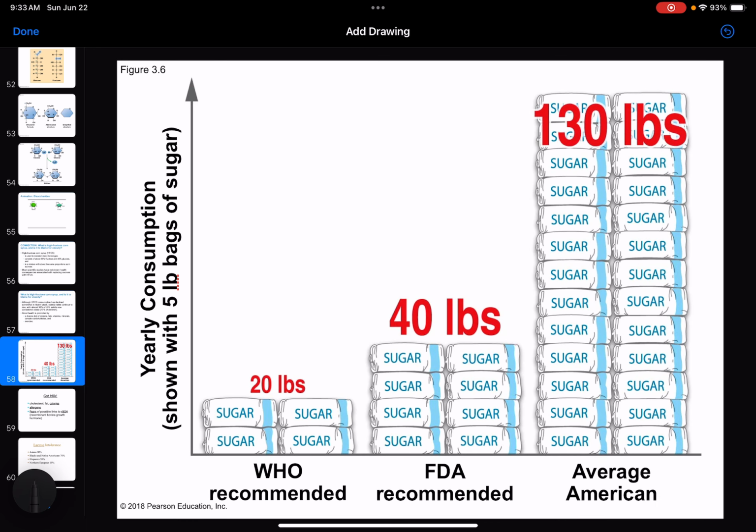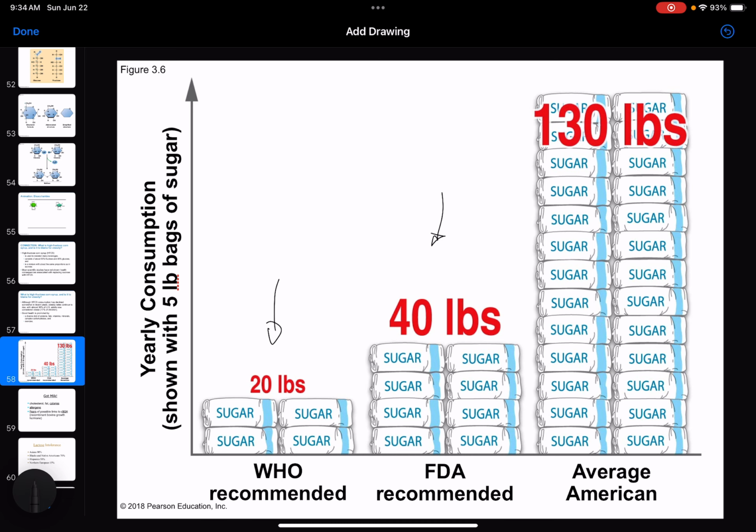Here's a way to infuse perspective here. The World Health Organization says that the average person should consume like 20 pounds of sugar a year. So they just mapped out the whole year. This is where you should be around. But our Food and Drug Administration has blown that up to twice the amount. The Food and Drug Administration has said, no, you can go up to 40 pounds of sugar.